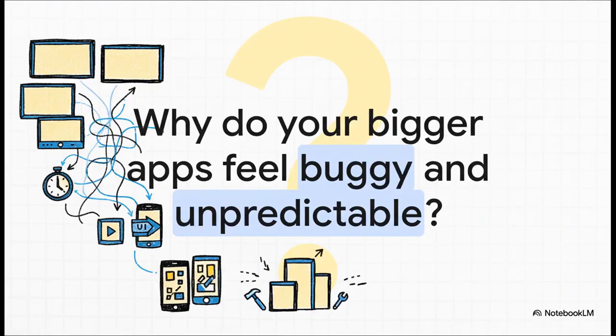So, does this sound familiar? You've built a few screens, you're passing some data around, and then it all just gets a little weird, right? The UI doesn't update when it should, or maybe different screens are showing completely different information. Here's the thing. You didn't do anything wrong. It just means your app has officially outgrown the basic tools. It's a good problem to have.